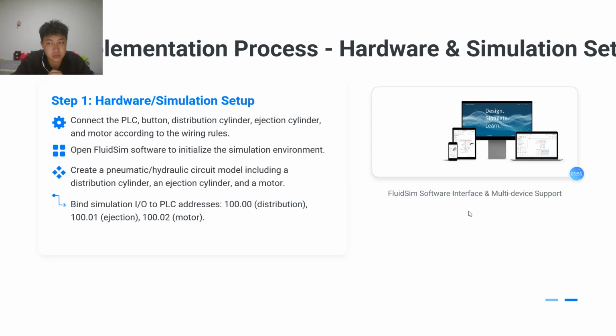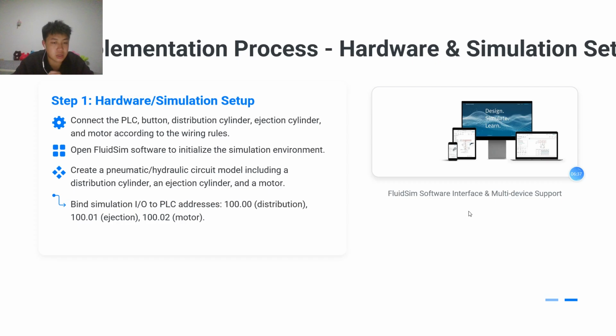Then the hardware and the simulation setup. The step 1 is hardware simulation setup. Connect the PLC button, distribution cylinder, ejection cylinder, and motor according to the wiring rules. And open FolderSim software to initialize the simulation environment and create a pneumatic hydraulic circuit model including a distribution cylinder, an ejection cylinder, and a motor.